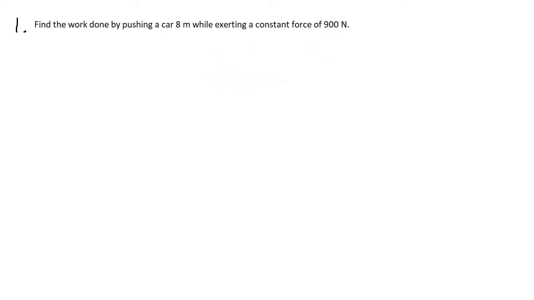So let's take a look at work problems. For number one, find the work done by pushing a car 8 meters while exerting a constant force of 900 newtons. In order to solve this, we need to know that work is equal to force times distance. Notice we're given a force of 900 newtons and we're trying to push the car 8 meters. So all we have to do is multiply the force 900 times 8.